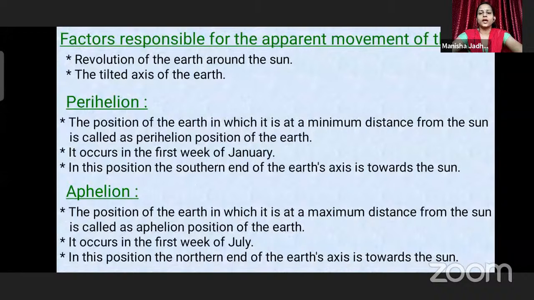And next we have seen aphelion. In this position, the earth is farther from the sun. It is far away from the sun. So the position of the earth in which it is at a maximum distance from the sun is called the aphelion position of the earth. It occurs in the first week of July. And in this position, the northern end of the earth's axis is towards the sun. Now we will see this perihelion and aphelion in the next slide. We will see its figure.